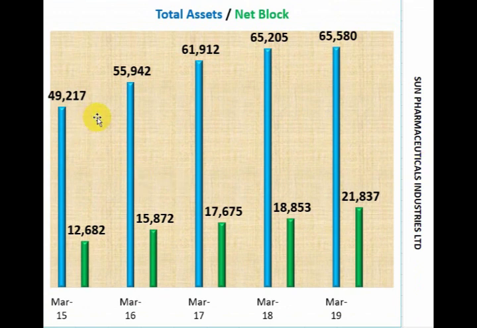We can see here in this graph that the total assets in March 19 were around 65,000 crores. Of that, the total assets the company owns in terms of fixed assets, after considering the depreciation, is around 21,000 crores. So that is 31 or 32% of the total assets.